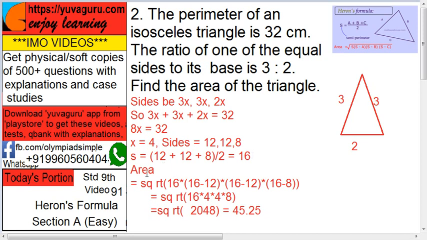Therefore area equals the square root of S into S minus a into S minus b into S minus c. Right? So you get 16 into 16 minus 12 into 16 minus 12 into 16 minus 8, under the square root. 16 into 4 into 4 into 8. Square root of 2048. Now what is the square root of 2048? By the division method you have to find out, 45.25.